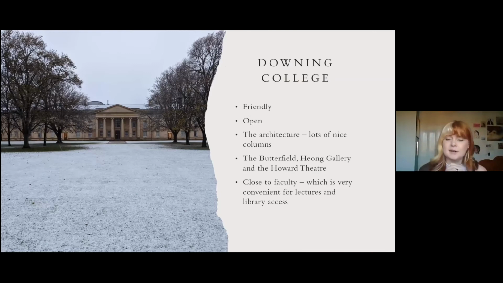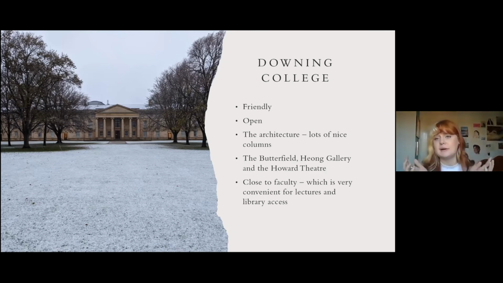Downing College, my home, is a very friendly place. We're known for our community and close-knit feel. It's very open. In the previous images you've seen, we've got a massive green. So even though we're quite city centre, you do feel like you're in your own kind of world. It's not as imposing as some of the other colleges or tight.